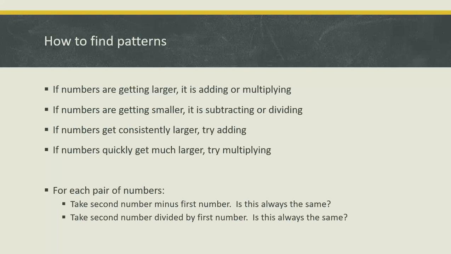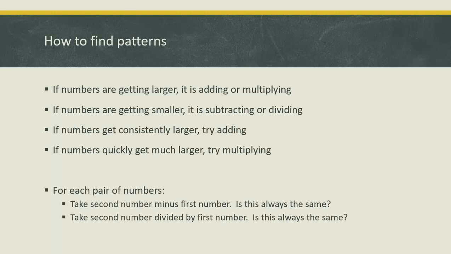Depending upon the numbers, it might be hard to figure out exactly what the rule is. So some general ideas to think about. If the numbers are getting larger, it's either going to be an adding or multiplying pattern. If the numbers are getting smaller, it's subtracting or dividing. Then we want to look at how quickly they're changing. So if numbers look like they're consistently getting bigger, it might be an adding problem. But if it looks like the numbers get bigger really quickly, it's possibly multiplying.